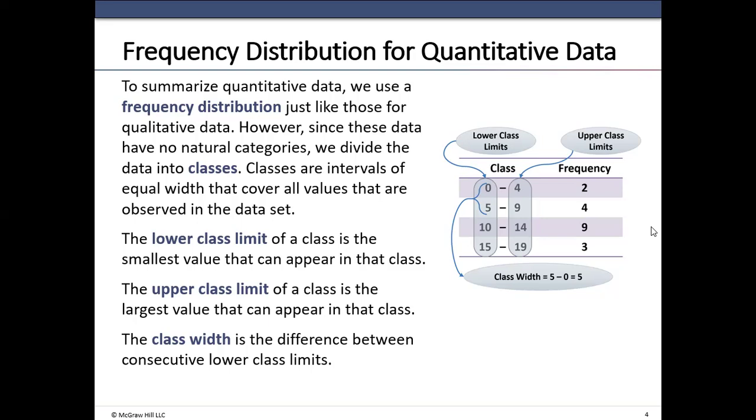So what is the class width? The class width is the lower class limit of the second class, which is 5, minus the lower class limit of the first class, which is 0. 5 minus 0 is 5, as shown in the diagram. It is not 4 minus 0 equal to 4 or 9 minus 5 equal to 4. However, it is equal to 5 minus 0 equal to 5, or 10 minus 5 equal to 5.